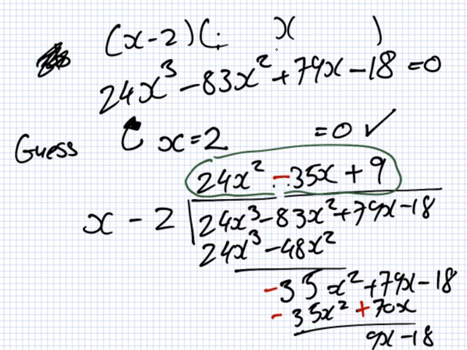What are my two factors here? I need 24: 12 and 2, 6 and 4? 8 and 3. 8x, 3x. And I need a 9. 9 and 1. Minus and minus. They're the three factors at the top.